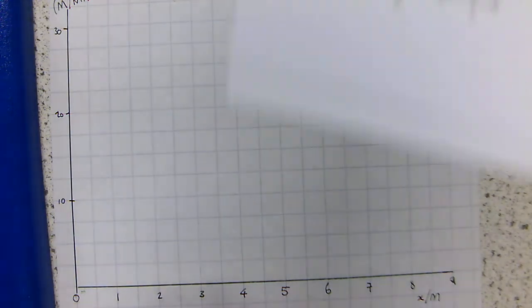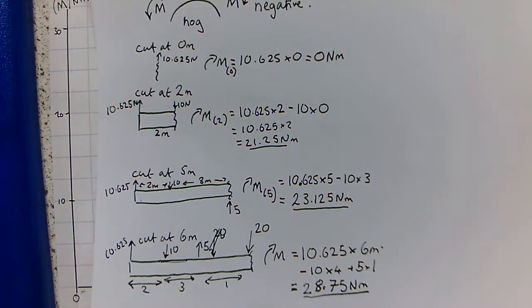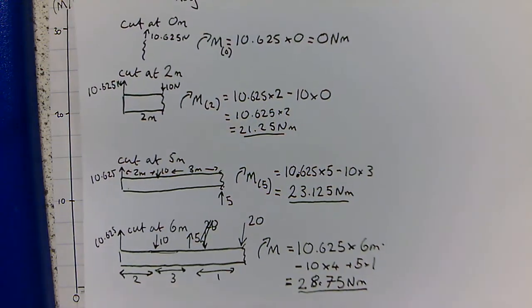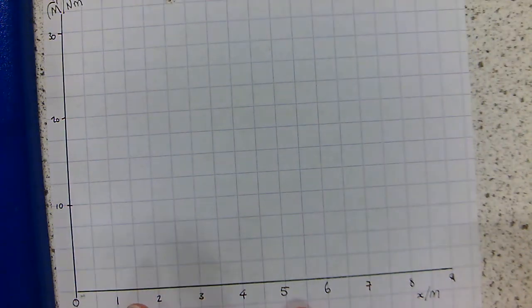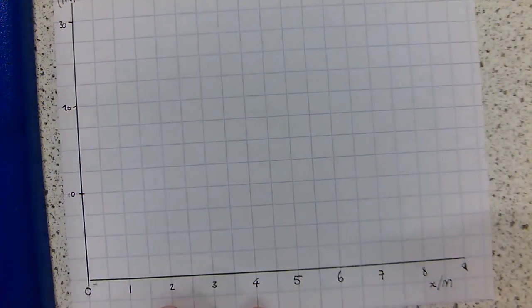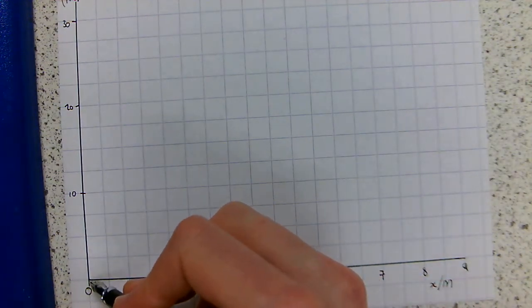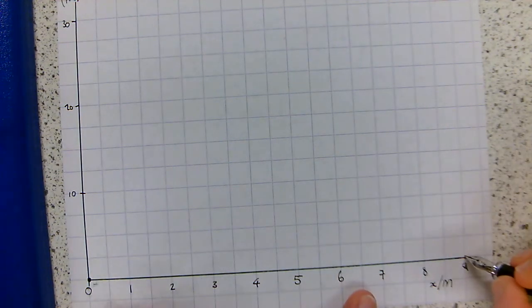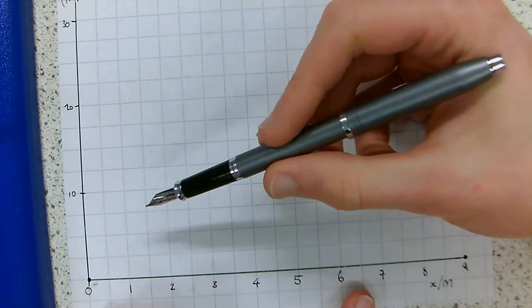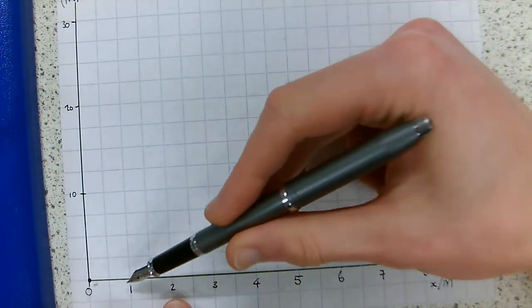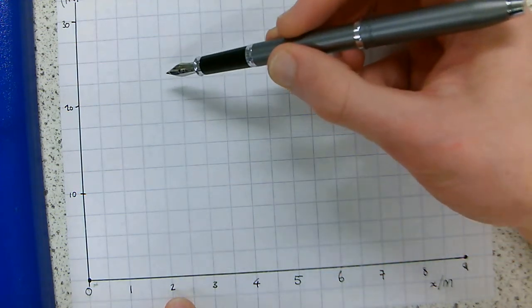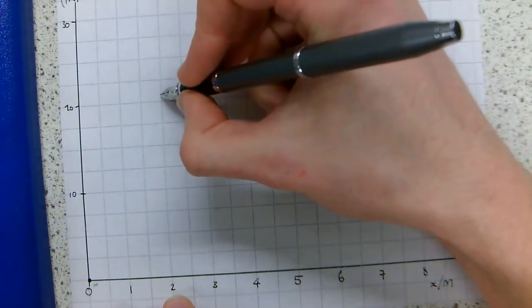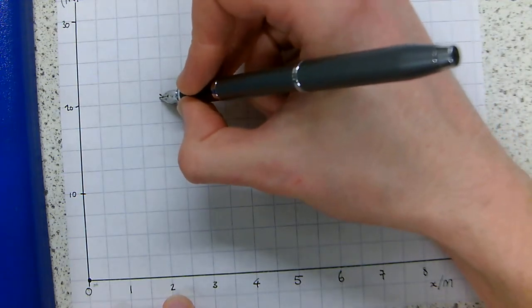Then we take our bending moments that we calculated and we plot these on our beam. So the easy ones to do are the ends. The ends of a beam that is simply supported are always going to be 0. Then we look, our first cut was at 2 meters, so move along to x equals 2, and it had a value of 21.25, so we are going to plot that on our graph.